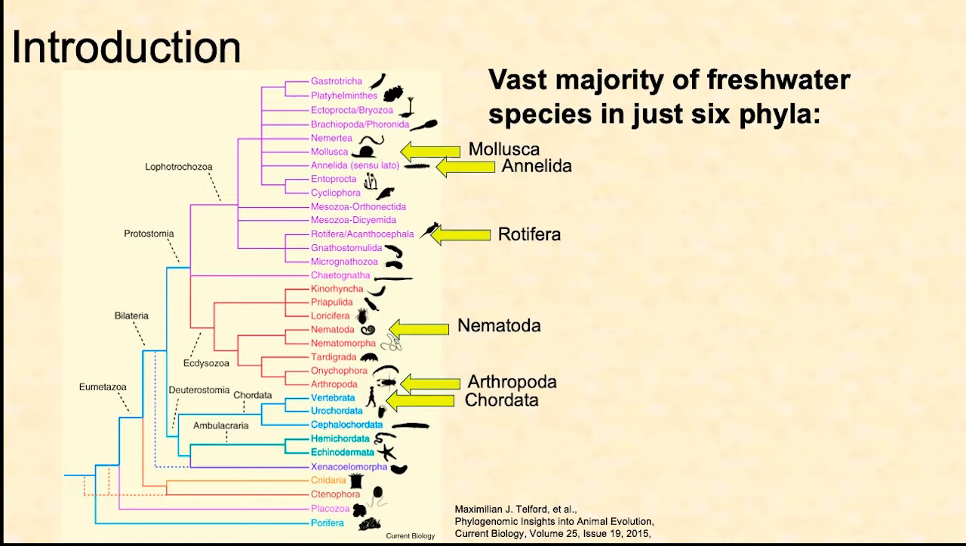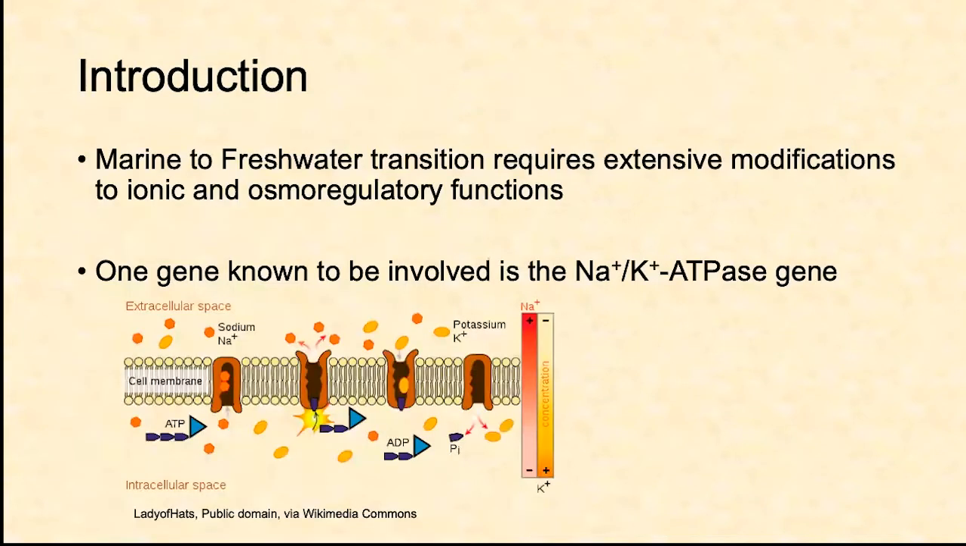So the opportunity was there to start looking at this marine to freshwater transition. And if we think about this, we know this requires extensive modification to ionic regulation and osmoregulatory functions in the body. And doing a little bit of digging, one gene that is known to be involved in these salinity transfers is the sodium-potassium ATPase gene. So this gene pumps sodium ions out of the cell and potassium ions into the cell, okay? And it pumps those ions against the concentration gradient.